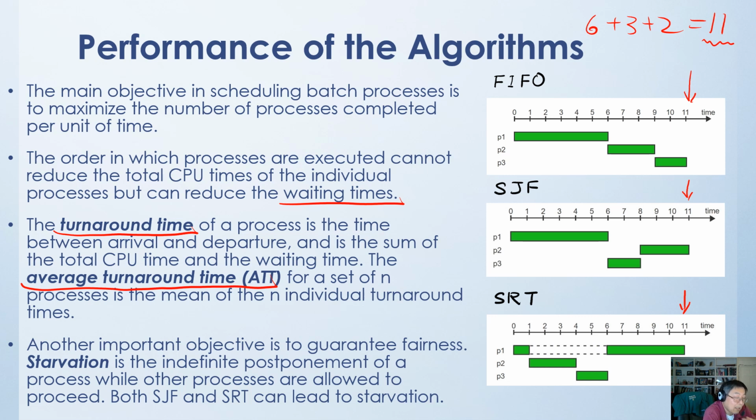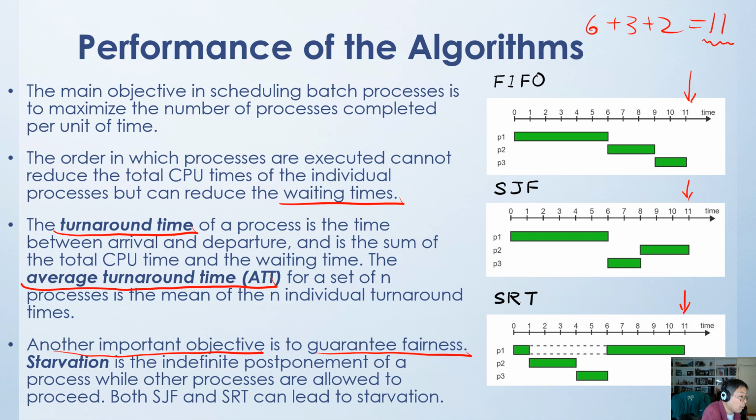Okay. Now, the waiting time is not the only criterion to measure whether an algorithm is good or not. Another important objective for a scheduling algorithm is to guarantee fairness. Now, if we use shortest job first, for example, it's good in terms of performance, in terms of waiting time or turnaround time. It's probably better than FIFO in any circumstance. However, shortest job first may have an issue of fairness.